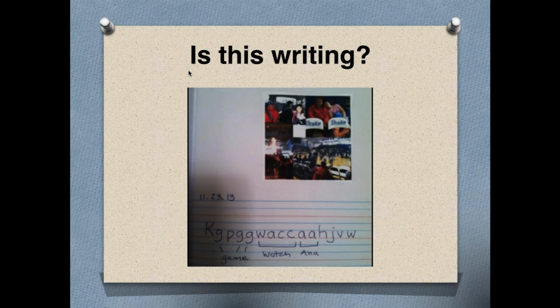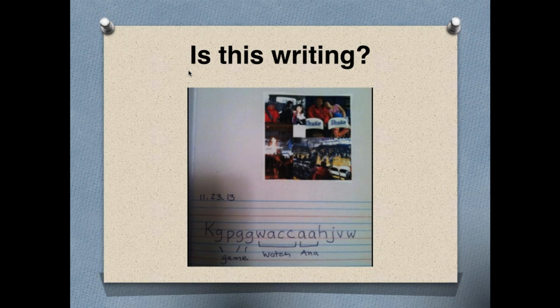So how about this? What you can see on this page is a collage of photos of an activity that our student with Angelman did with a friend. And then using a letter board, she selected letters. Her mom scribed them for her. And then they talked about them so that we could understand what it was that Emma was trying to say in her writing. And Emma was able to indicate that KGPGG stood for game, WACC stood for watch, and AA stood for Anna. And then she didn't have an explanation for what those last letters were.